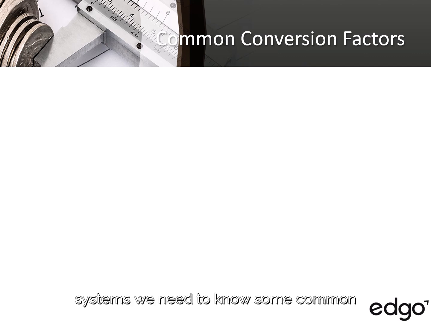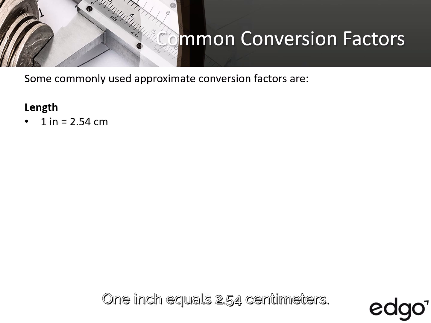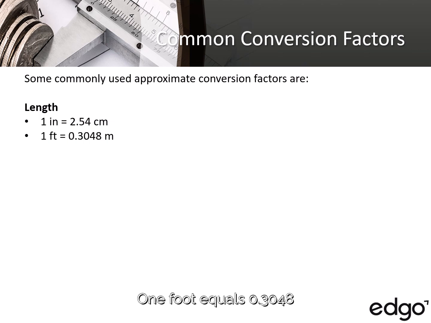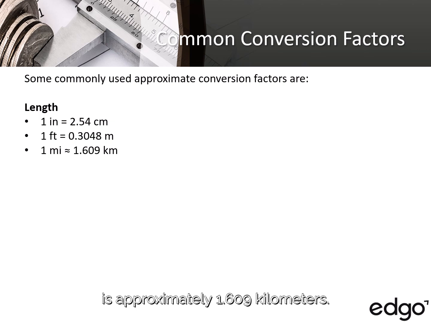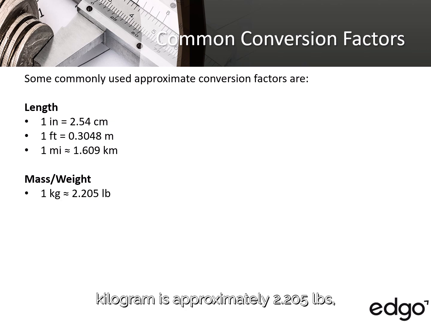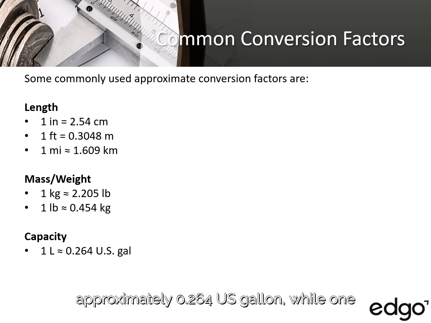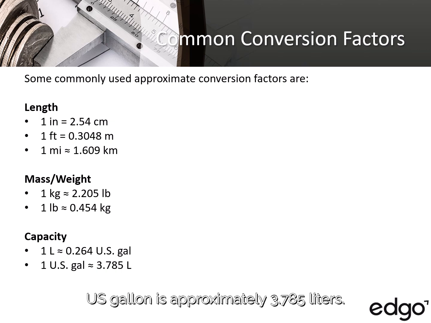To convert between systems, we need to know some common conversion factors. For length, 1 inch equals 2.54 centimeters. 1 foot equals 0.3048 meter. And 1 mile is approximately 1.609 kilometers. For mass or weight, 1 kilogram is approximately 2.205 pounds, while 1 pound is approximately 0.454 kilogram. For capacity, 1 liter is approximately 0.264 US gallon, while 1 US gallon is approximately 3.785 liters.